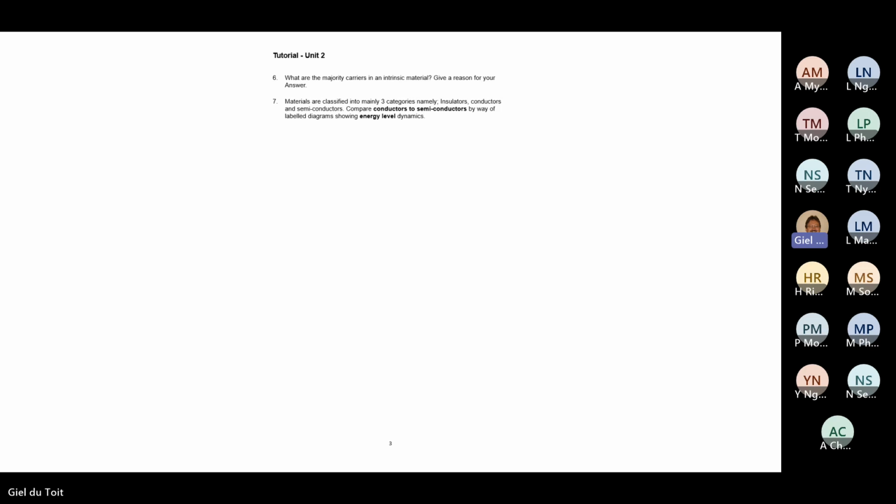So the last question says, what are the majority carriers in intrinsic material? It's in my notes there, the first slide, it's all there. We talk about minority carriers. So remember, there's a P and an N region in a diode, a positive and a negative region. The positive region has a lot more holes. Holes are the positive parts, sort of positive ions. So the majority carriers in the P region are the holes. The majority carriers in the N region are the electrons. Go and read those notes.